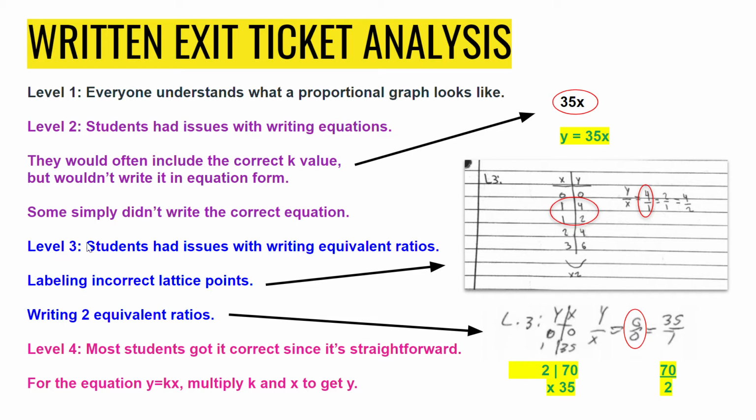Speaking of tables, for level 3, students had issues with writing equivalent ratios. So here's an example where a student labeled their lattice points incorrectly. They wrote down the points as (0, 0), (1, 4), (1, 2), (2, 4), and (3, 6). We know this is labeled incorrectly because when you write y over x, the ratio 4 over 1 does not equal 2 over 1, and 2 over 1 does equal 4 over 2. So you can't have two different ratios. They have to be equivalent for it to be true.